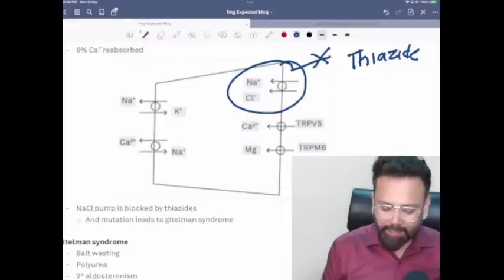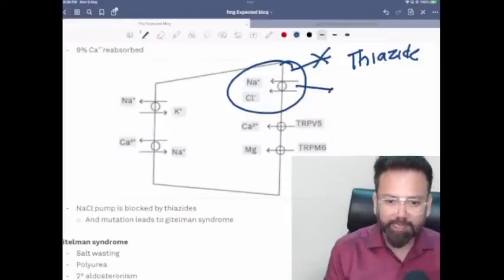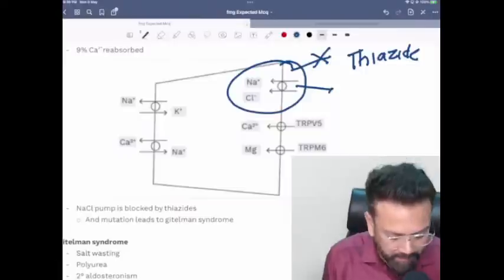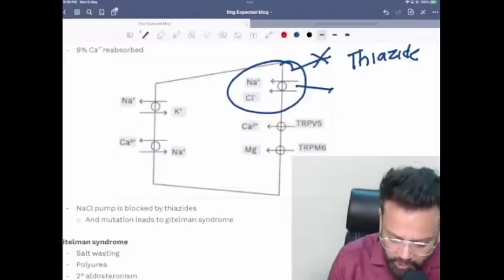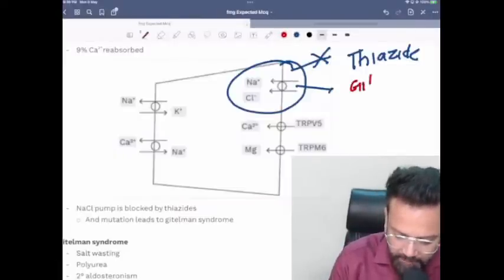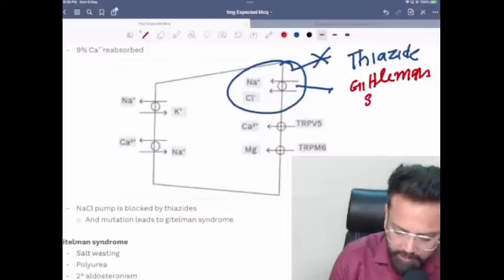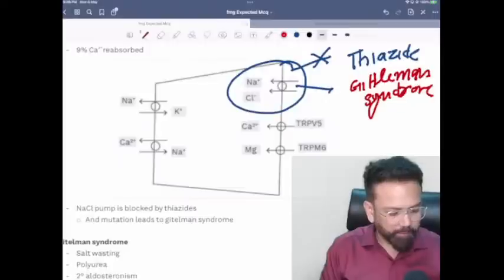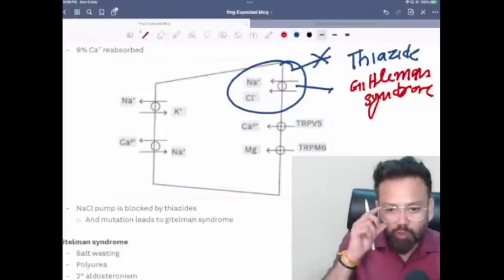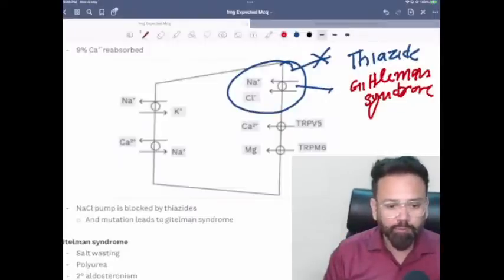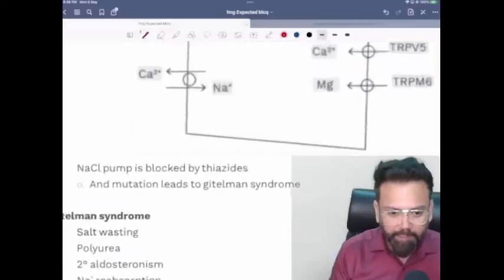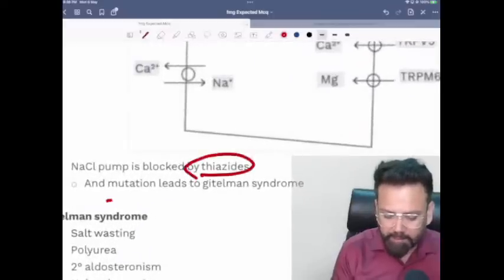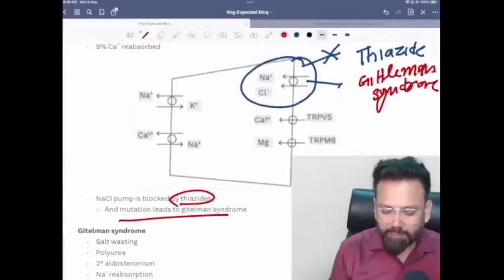Okay. And if there is a mutation of this channel, what is that syndrome called? Mutation of this channel syndrome is called Gitelman syndrome. Am I clear? Mutation of this channel is called Gitelman syndrome. So the sodium chloride channel is blocked by thiazides, and mutation causes Gitelman syndrome.